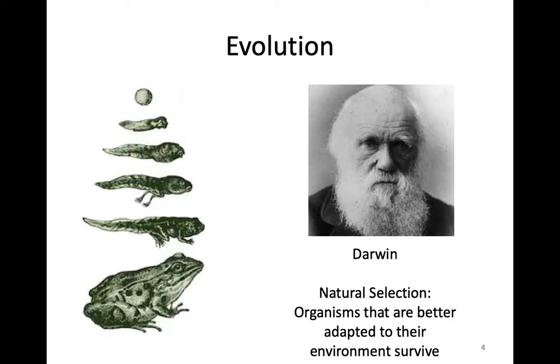The idea here is that heritable traits, that is, traits that you can inherit from your parents, that help organisms survive and reproduce, will become more common in a population over time. Okay, so what he proposed is that organisms that are better adapted to their environment are the ones that survive and the ones that go on to produce more offspring.